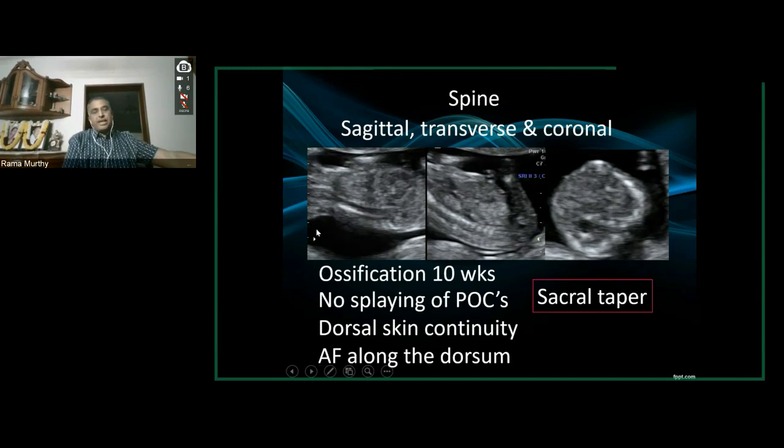Remember, to look for skin continuity along the spine, you need liquor volume. You need amniotic fluid. If there is no amniotic fluid and the fetus is sitting on the myometrium, you cannot be very sure about the continuity of skin over the spine.